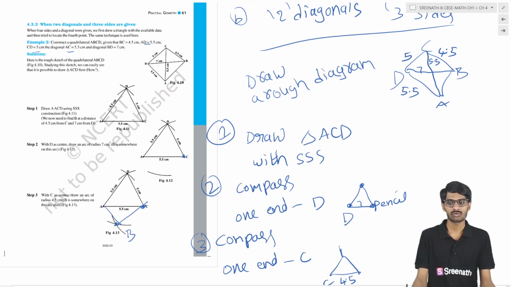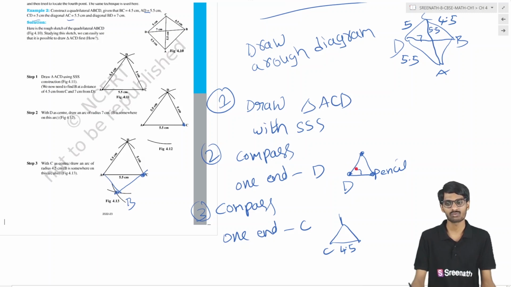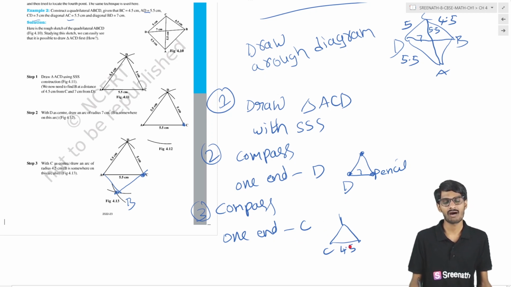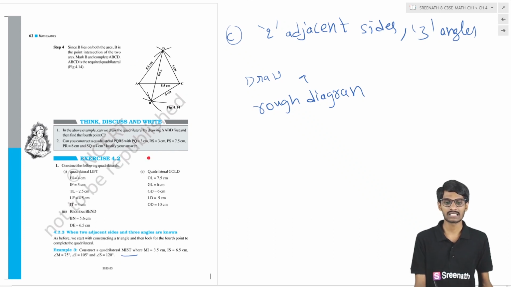You have drawn the triangle, and then you have taken the compass and put it at one end, that is at D, and taken the distance. How much distance have you taken? You have taken 7 centimeters, and you have drawn an arc. Now we take the compass at the other end, that is at C. From C also we have drawn an arc with 4.5 centimeters as the radius. Finally these two arcs will intersect at one point. From that point you have to draw line segments to A and C. That point will be B, and finally the quadrilateral will be constructed.